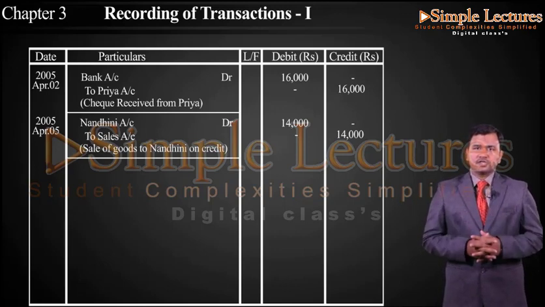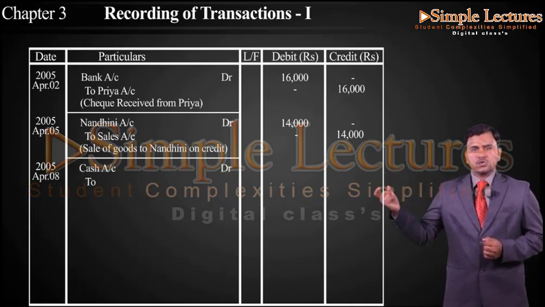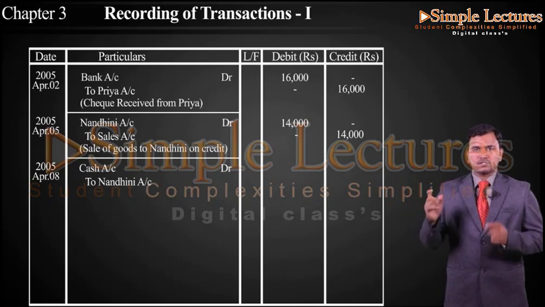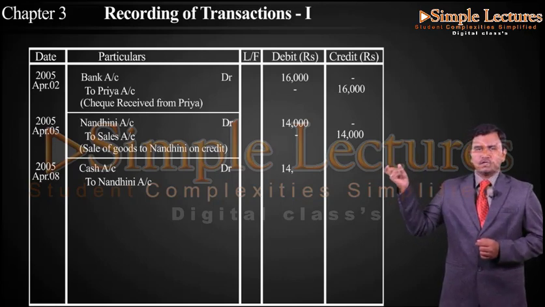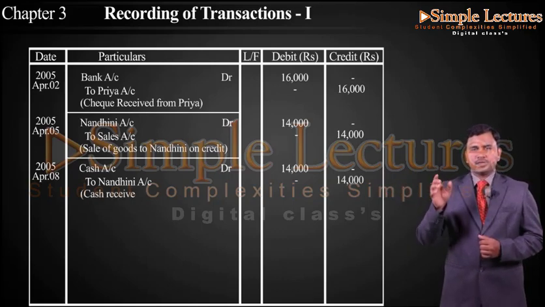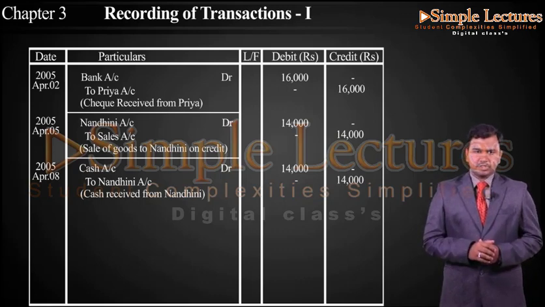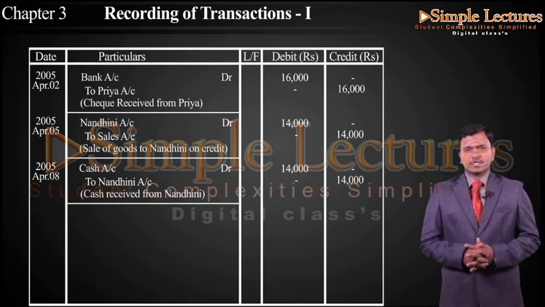So here the transaction will be 8/4/2005 cash account debtor to Nandini account. So debit column will be 14,000, again in the credit column 14,000. So the narration will be Nandini pays cash to the organization. So this will be the narration here. Again let us see the next transaction.